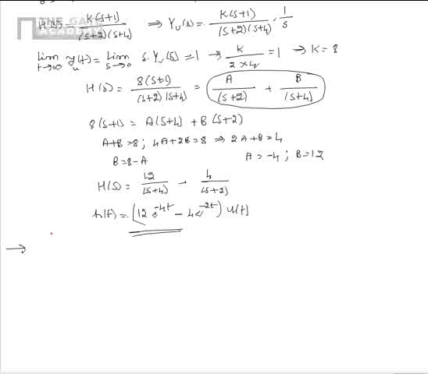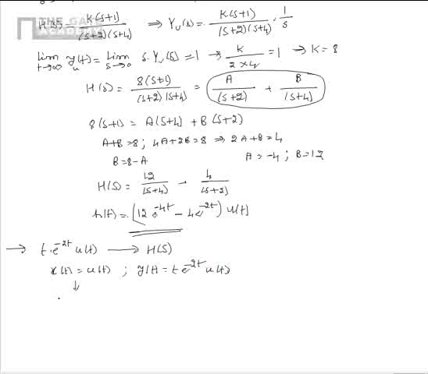Now let us look into another problem, as per which the unit step response of an LTI system is given as t into e power minus 2t u of t. Based on this, we need to find the transfer function of the LTI system. So for an input of u of t, the output is y of t is equal to t into e power minus 2t u of t.